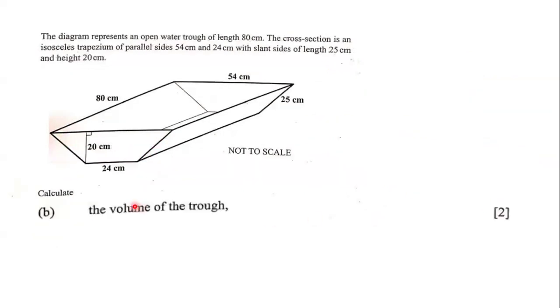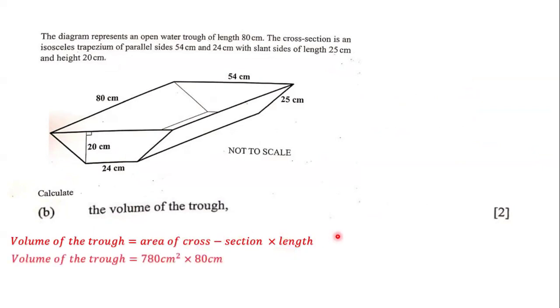Next, we have to figure out the volume of the trough. The volume is equal to the area of the cross-section multiplied by the length. We just figured out the area of the cross-section, that's 780 centimeters squared, and 80 centimeters is the length. We know that because that's this, it's 80 centimeters. When we multiply these two together, we get 62,400 centimeters cubed, and that's the volume of the trough.